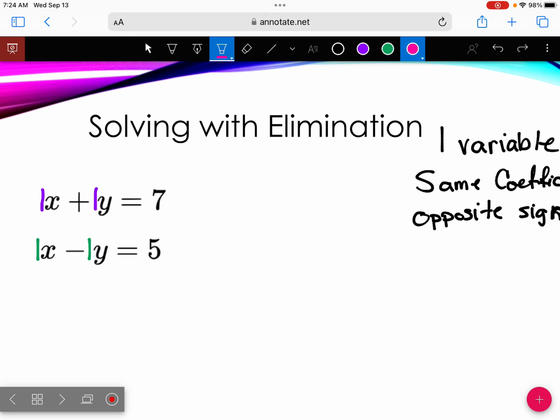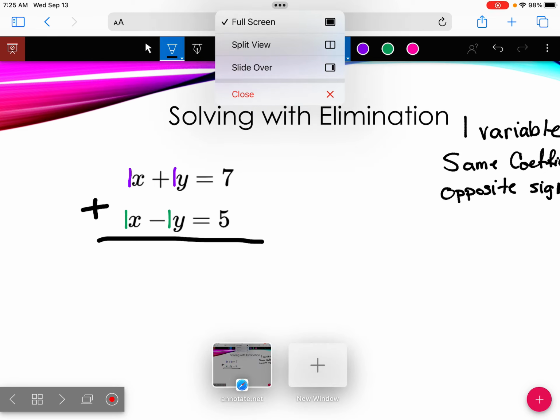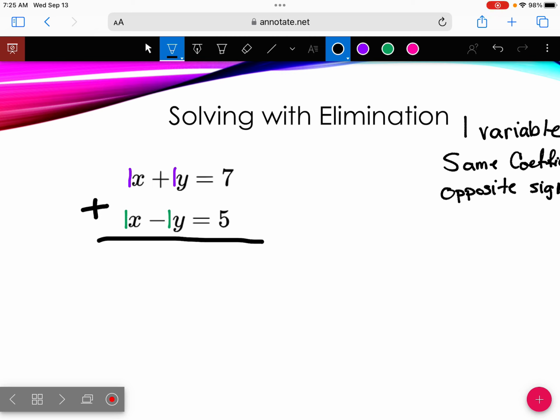I'm going to take those blobs away because it's about to get really arrowy in here. And what we're going to do is we're going to add these two lines together in columns. Old school 3rd grade column addition steps. Adding in columns. 1x plus 1x, first column, gives me 2 x's. Second column, 1y minus 1y, gives me 0 y's. That's the goal.